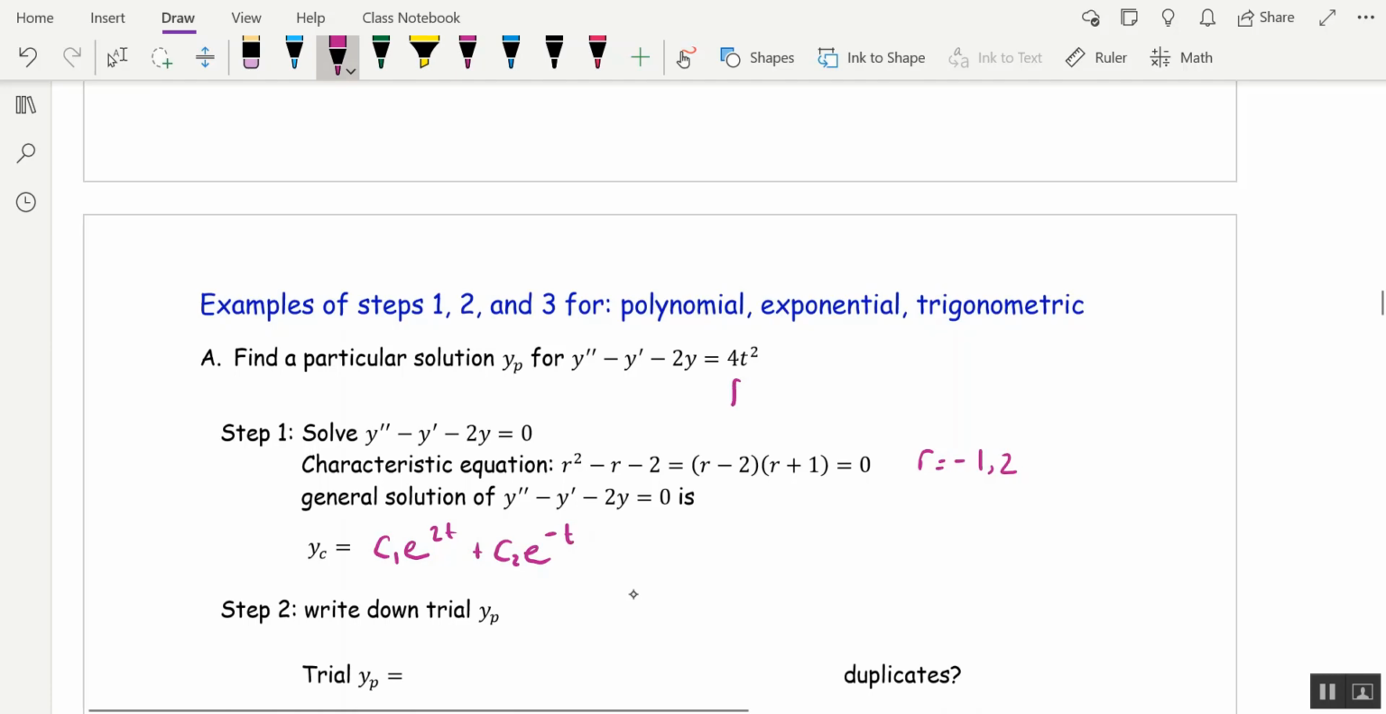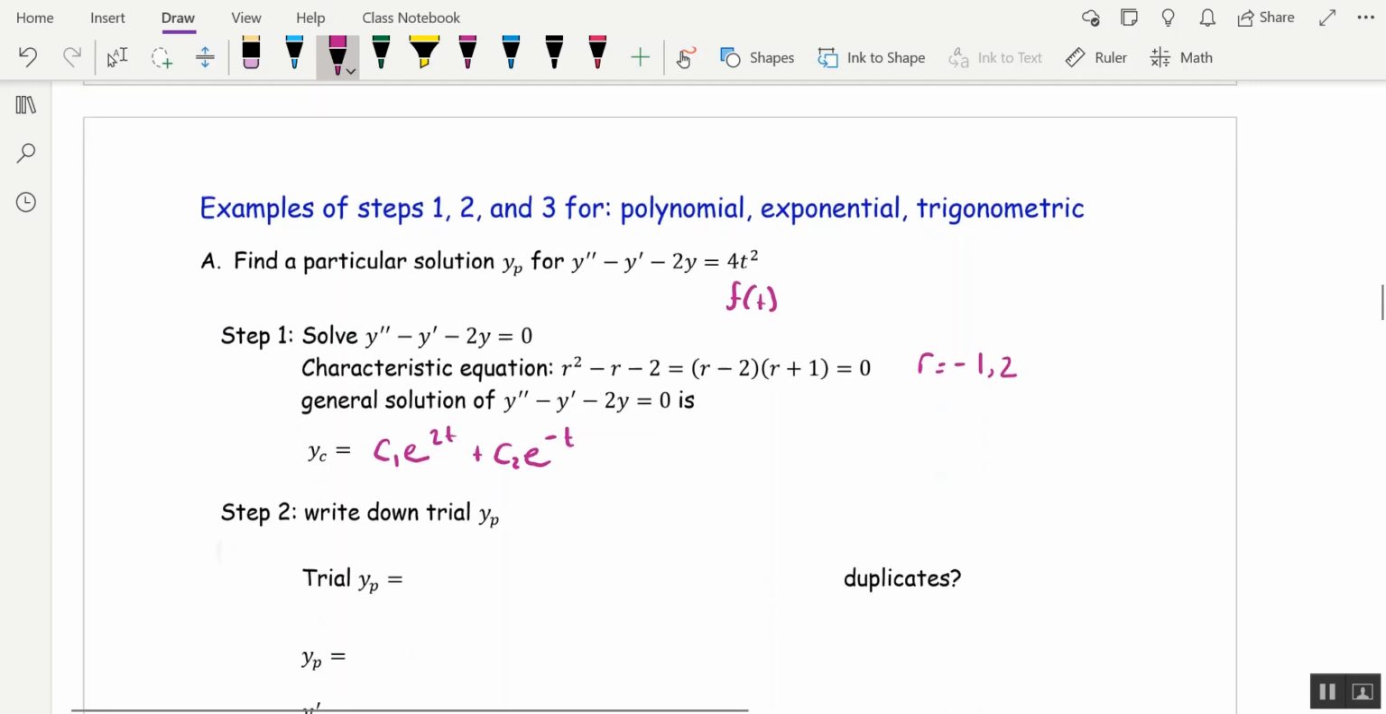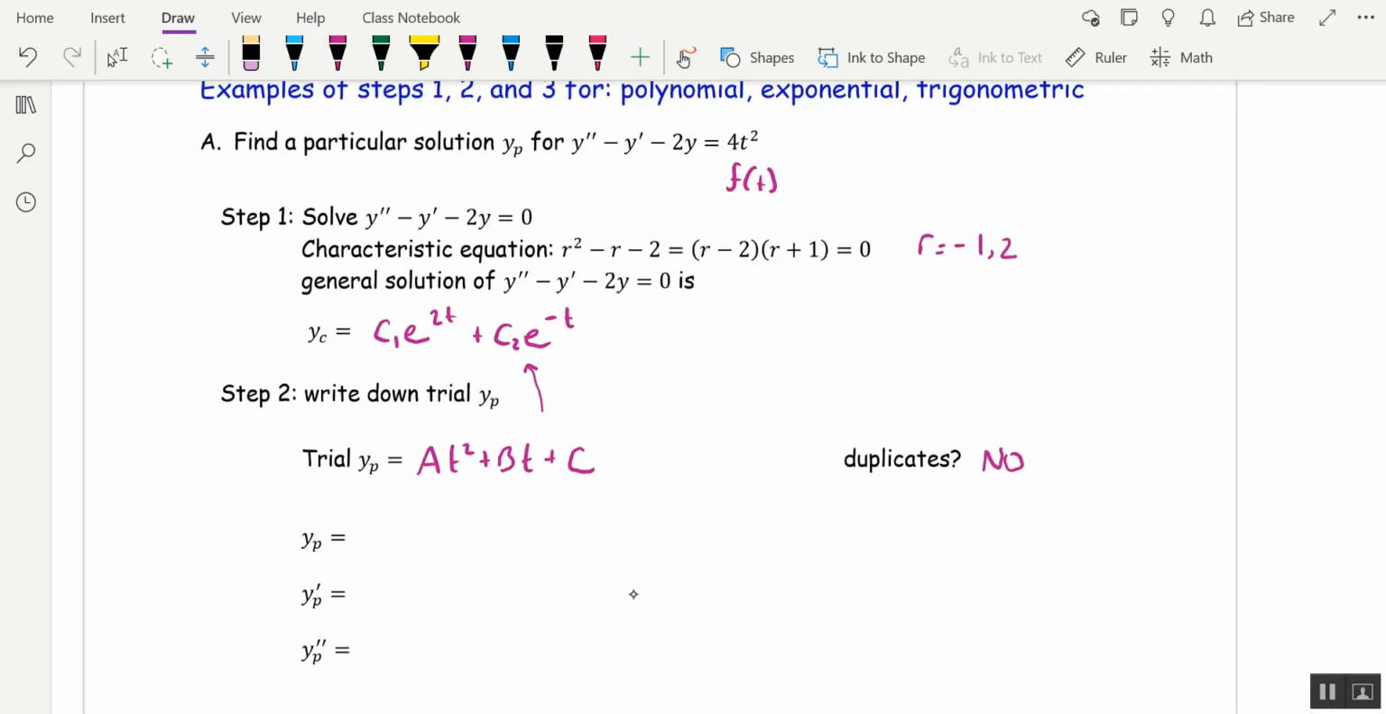Then we go and write down our trial y_p. So here's my f of t. It's 4t squared. So my table would tell me that if I have a polynomial for f of t, I want to replace that with the generic polynomial, in this case quadratic, for y_p: a t squared plus bt plus c. And I look for duplicates. So I'm checking against this guy up here, looking to see if I have any duplicates. No, I don't. So there are none. So this is going to be my final y_p.